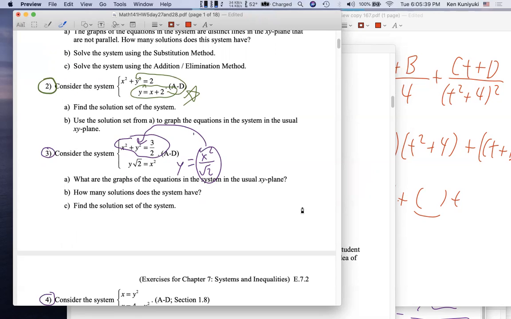First of all, what are the graphs of these things? Just sketch this out. You don't have to be too artistic, but x squared plus y squared equals 3/2. Do you remember what that graph says? X squared plus y squared equals a constant, that's a circle. Correct. A circle centered at the origin. And now, if you divide both sides by root 2, you get y equals x squared over root 2. That's a nice step anyway. Basically, y equals a positive number times x squared. What's the shape of that graph?